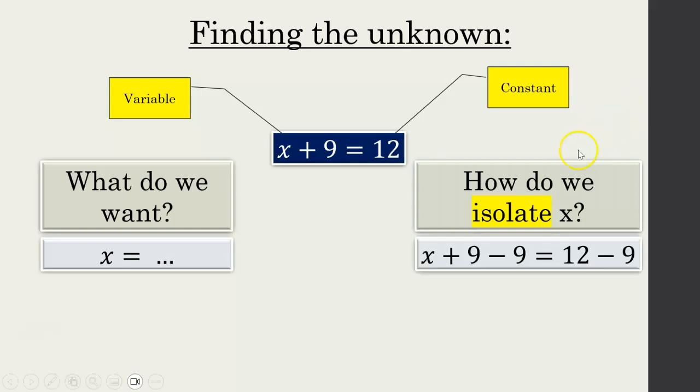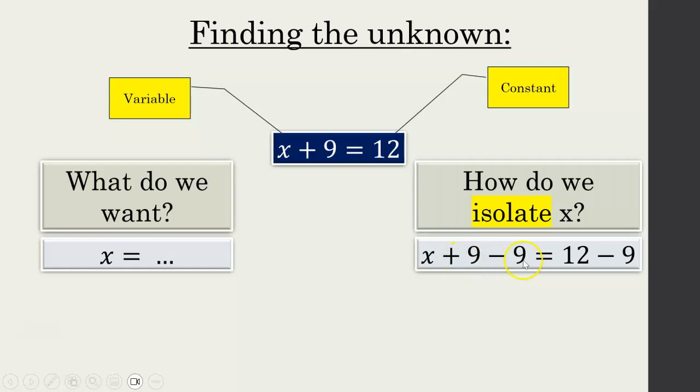So how are we going to do that? Well, this is what we're going to do. I want x is equal to something. I don't want x plus 9. I want to get rid of this plus 9. So how am I going to do that? Well, this is what I'm going to do. Remember, with our fundamentals lesson, I can add and subtract numbers from both sides. And if I do the exact same thing to both sides, it's still balanced.